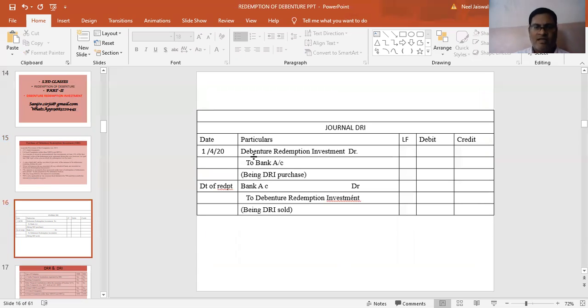So, as I told you already, between 1st April to 30th April, any one date of our choice we can take. I have taken 1st April. You can take 30th April also. You can take 15th April also. Any date. I have taken 1st April.